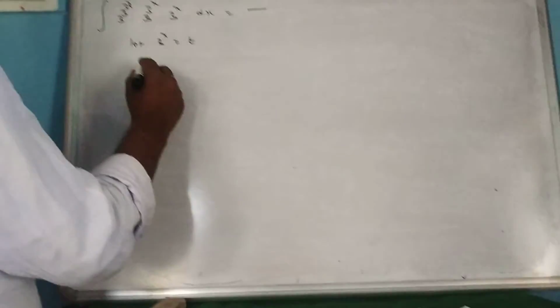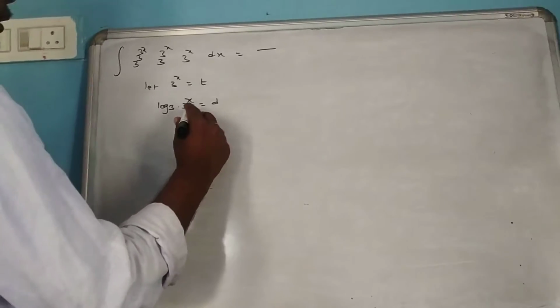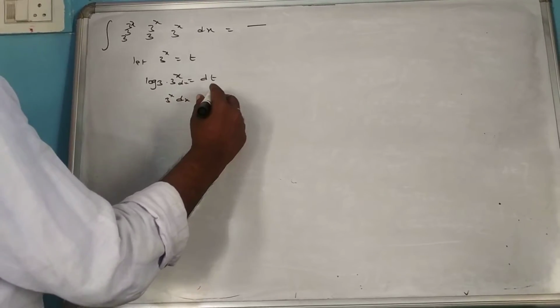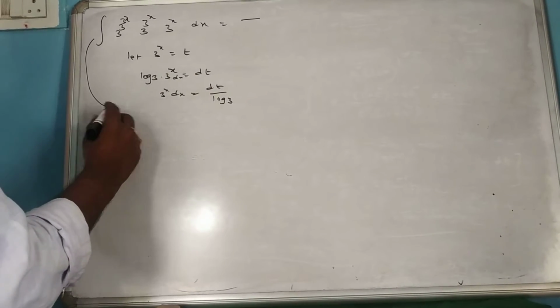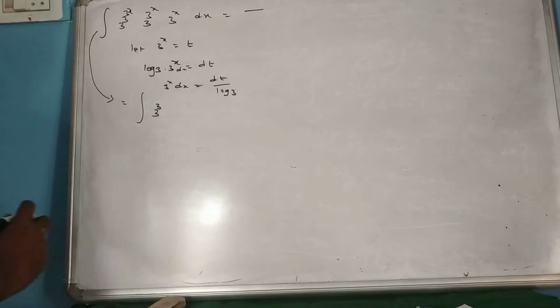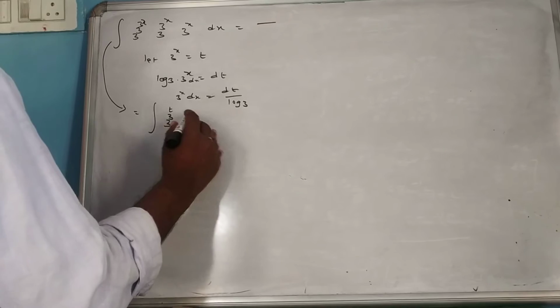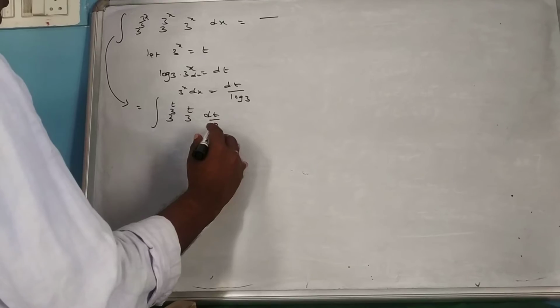Today we are going to learn some problems on the chapter of integration: the integral of 3 power 3^x. Let 3^x = t, so 3^x log 3 dx = dt, that is, 3^x dx = dt by log 3. Therefore this is equal to the integral of 3 power t, with 3^x dx replaced by dt by log 3.